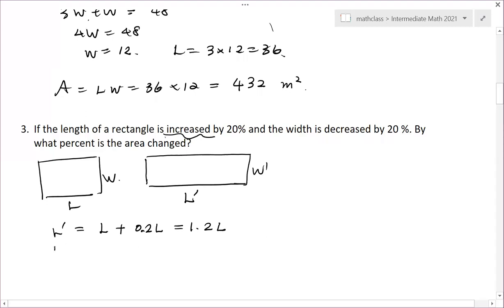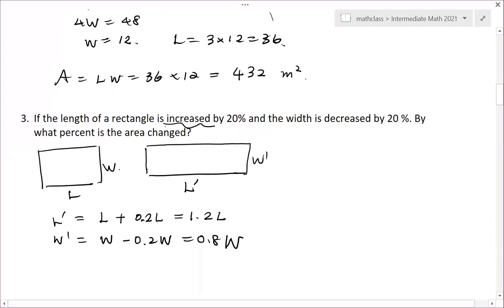And then the width is W, and it decreases by 20%. So the decreased part is 0.2 times W. And then subtract this, it's 0.8 W. All right, by what percent is the area changed? So let's pick the new area. The new area is A prime, it's L prime times W prime.